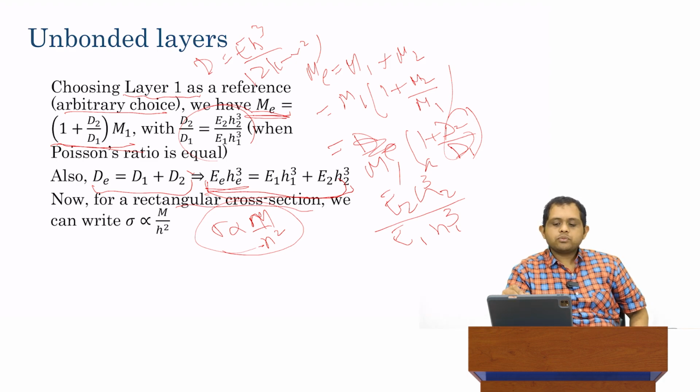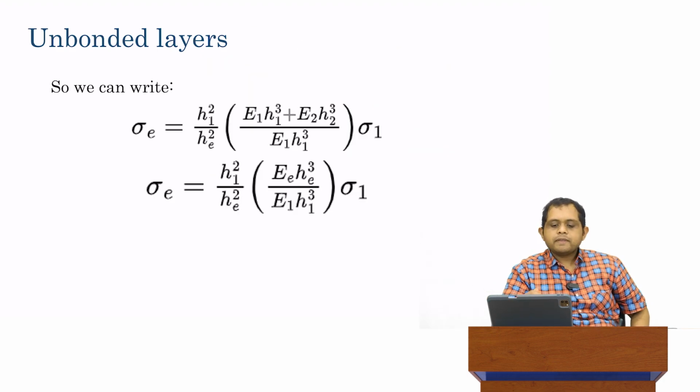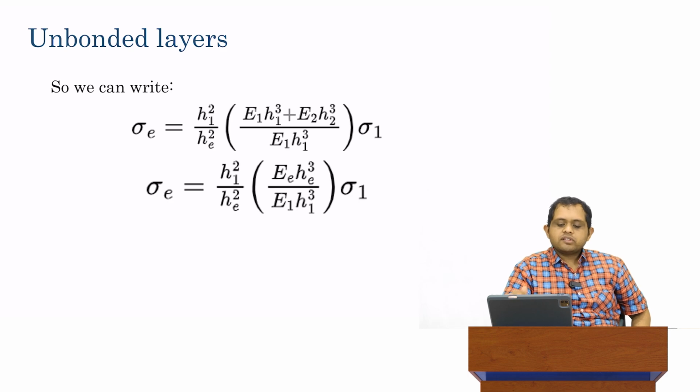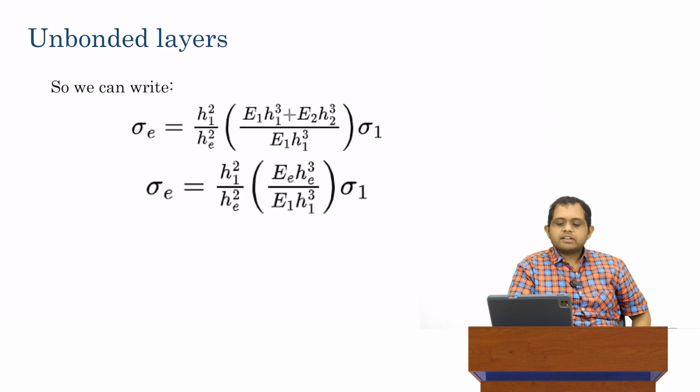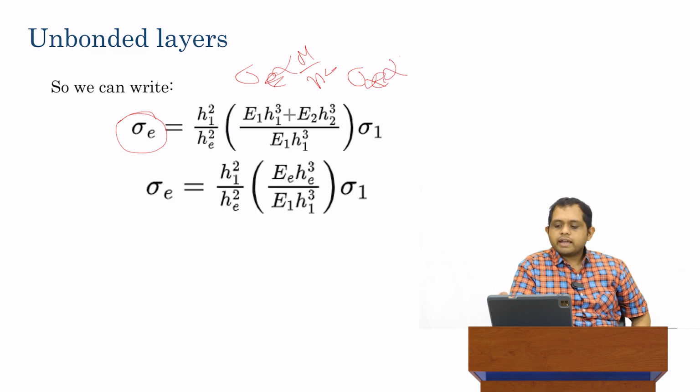All right, so let's look at how we get EE and HE. Well, before we do that, what we can see is, because I wrote sigma is proportional to M over h squared, then we can basically get these two formulas. Again, we had sigma is proportional to M over h squared. And so sigma E is going to be proportional to ME over HE squared. And similarly, sigma 1 is proportional to M1 over h1 squared.